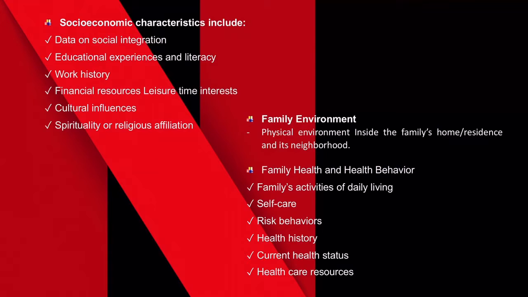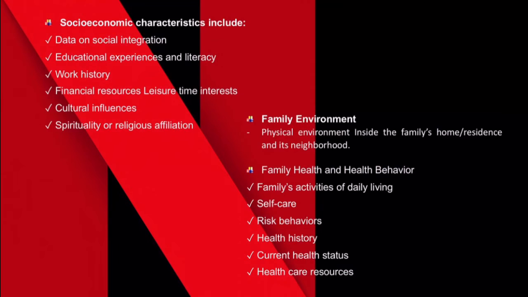These characteristics include, first, the data on social integration. Data on social integration can be referred to as social networks too. In its application, if the family has lots of contact with multiple people, it has a dramatic effect on them, either positive or negative. The second is the educational experiences and literacy, for example, college graduate or undergraduate. The third is the work history.